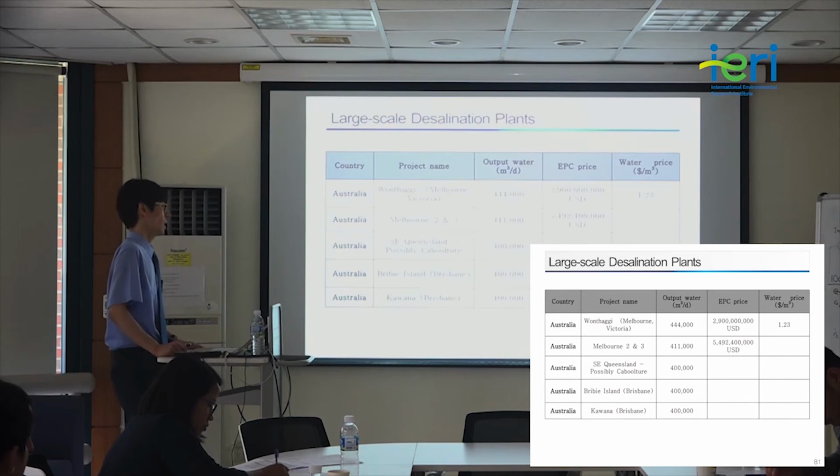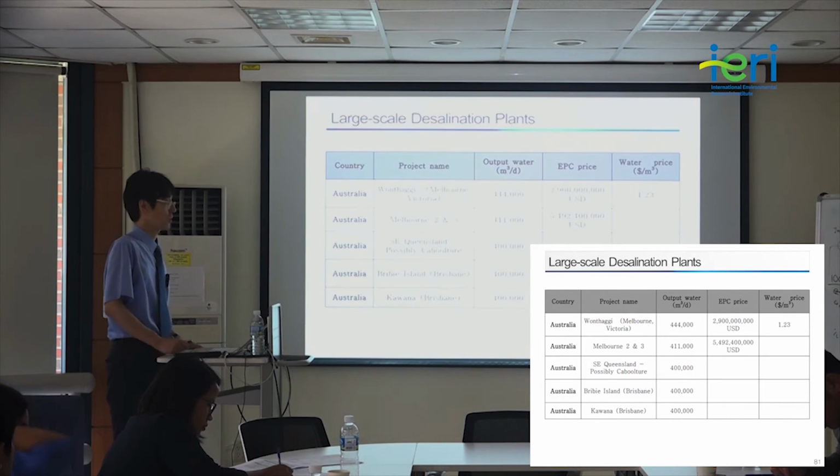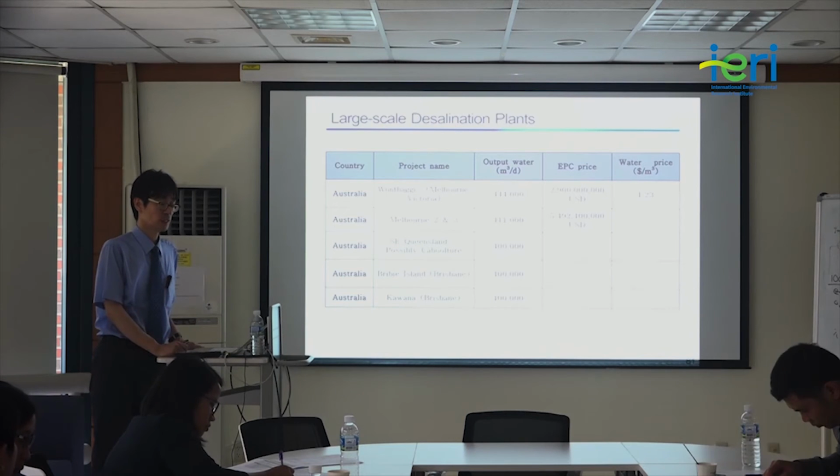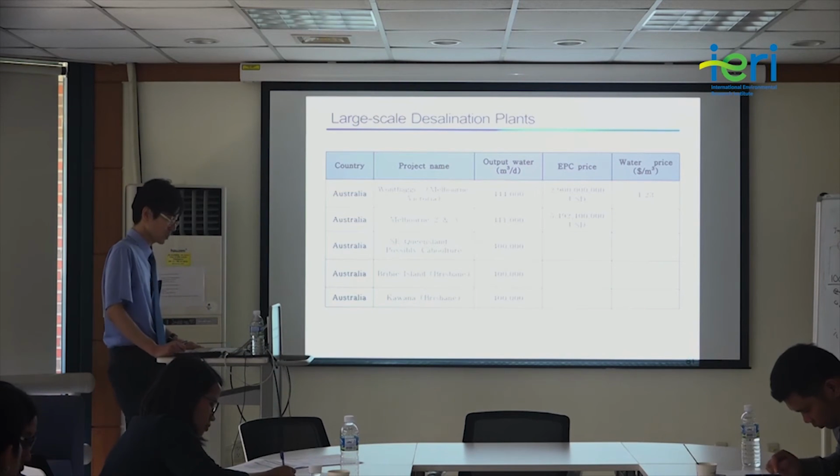But again, Australia suffers from this water shortage on and off. So they also needed to build more desalination plants in the future.